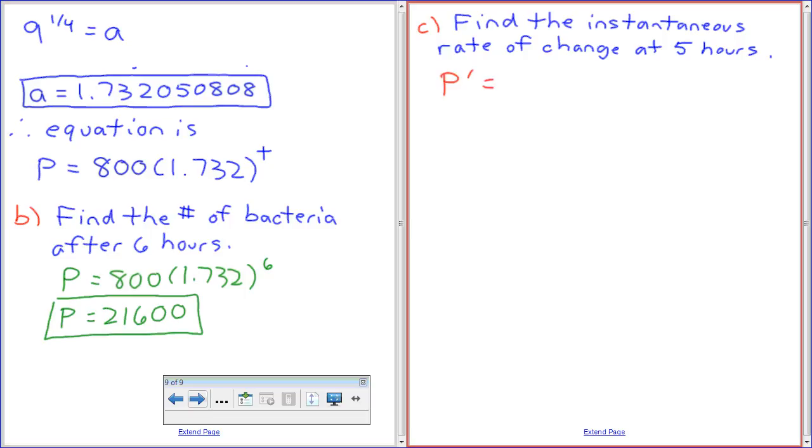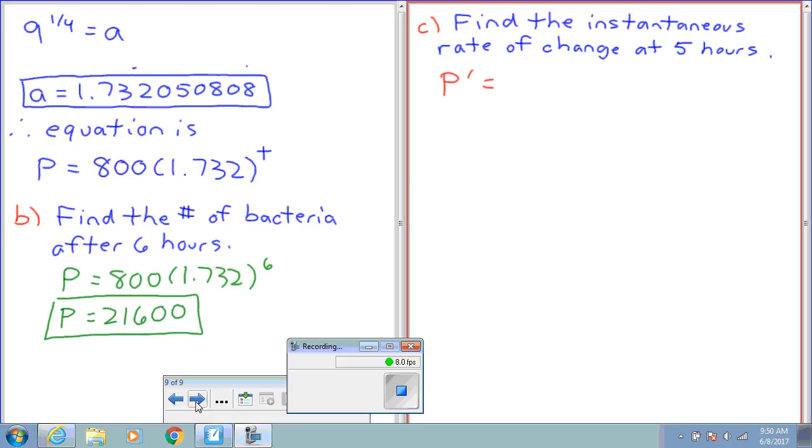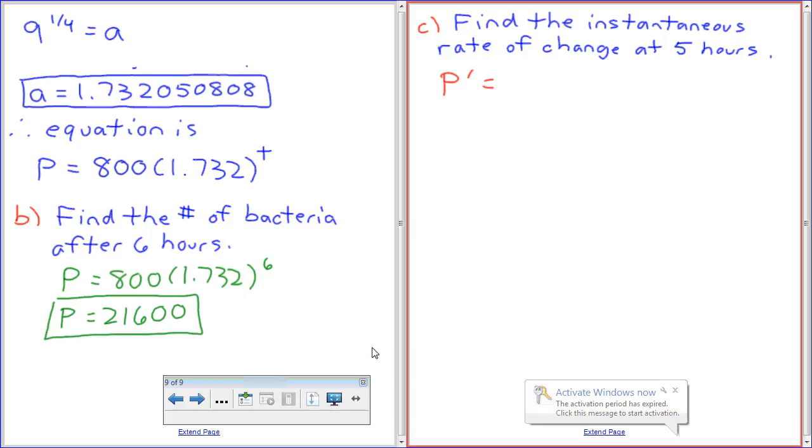I'm going to hit pause in the video, and I want you guys to find the derivative of this for me, please. Okay? I'm stopping the video. So if you don't have it by now, that means that you forgot how to do this, which is okay. What's the derivative of 1.732 to the t? 0. No. T times 1.732 to the power of t minus 1. No.